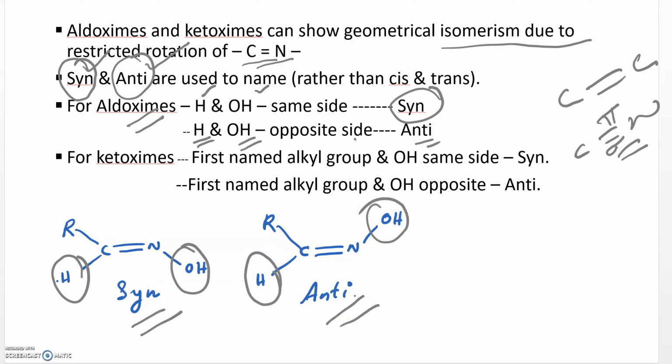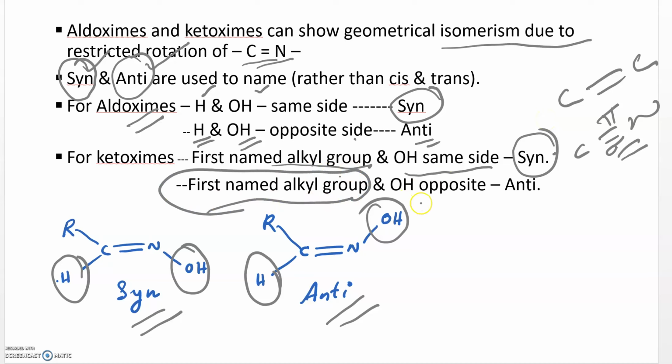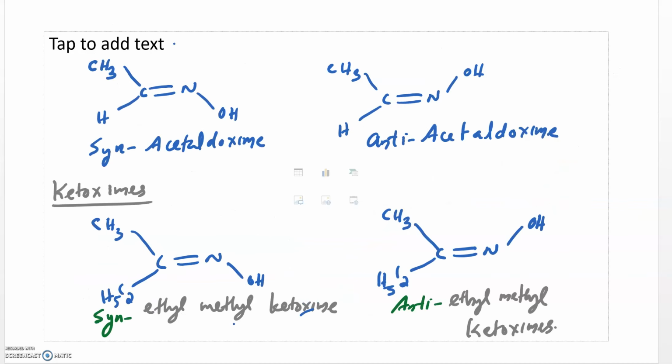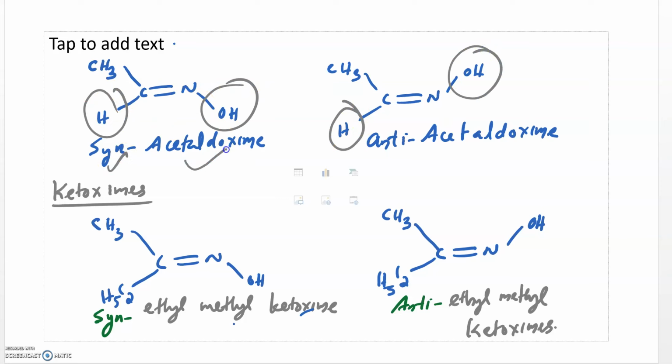It is called anti. For ketoximes, the syn isomer is the one in which the first named alkyl group, that is the alphabetically first alkyl group, and OH are on the same side. When the alphabetically first alkyl group and OH are on the opposite side, it is called anti. Consider this example. This is an aldoxime, which we already discussed. H and OH same side is syn, H and OH opposite side is anti. It is syn-acetaldoxime. It is anti-acetaldoxime.